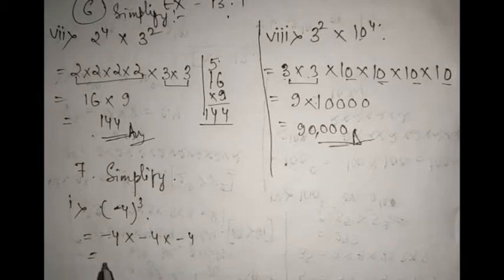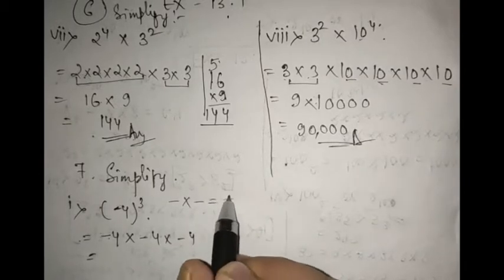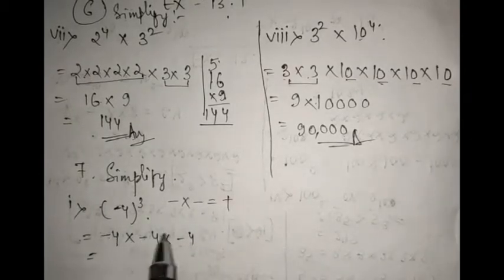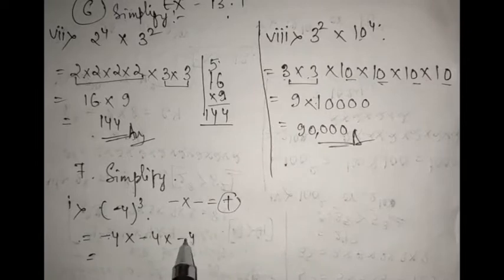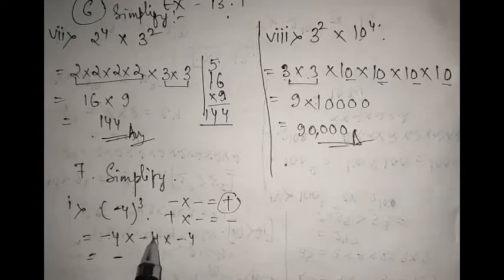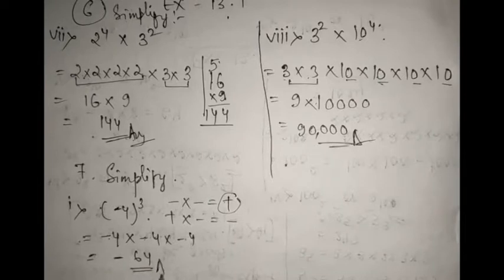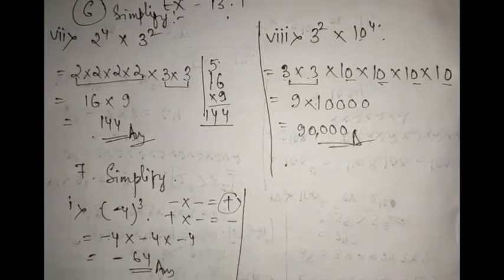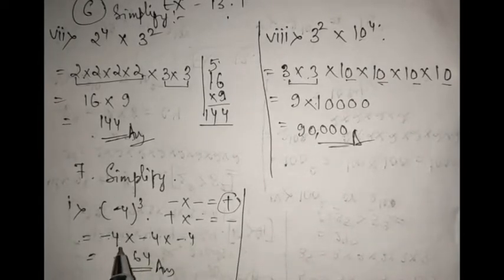You already know minus is plus. In the first chapter, integers, I told you that minus into minus is plus, right? So minus into minus is plus. Now this plus into minus is minus, so your value will be in minus. So what will be your answer? 4 4s is 16, 16 4s is 64, so your answer is minus 64. Alright, so this one you have simplified now. I hope you have understood how this came.